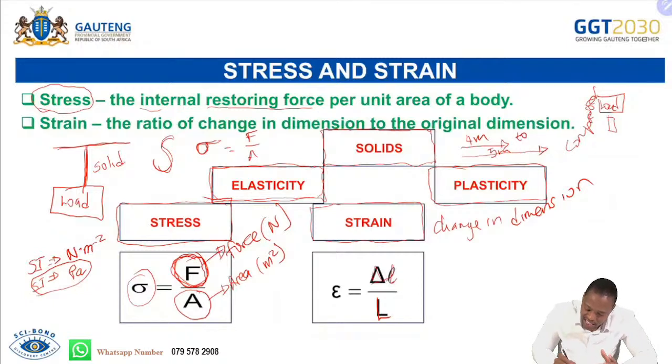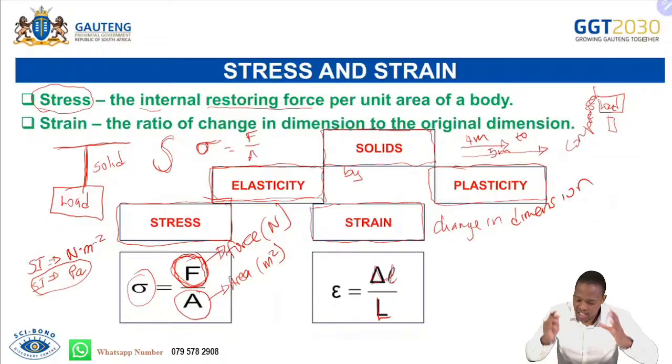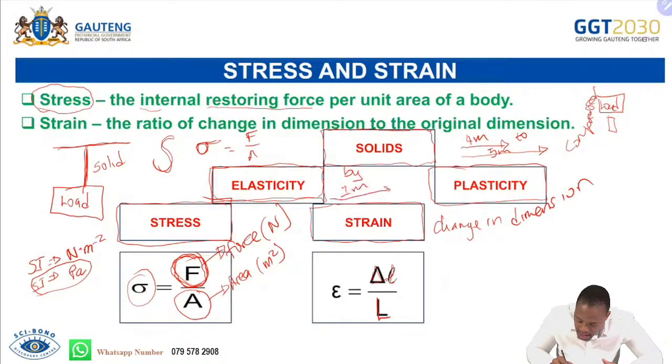But if they say it stretches by 1 meter, that means already they have given you the change in length. Already they are telling you how it has changed. That means you don't have to worry. You can just go straight and take the 1 meter, substitute it here with the original length, and you will calculate your strain. So the difference is stretches to and stretches by.